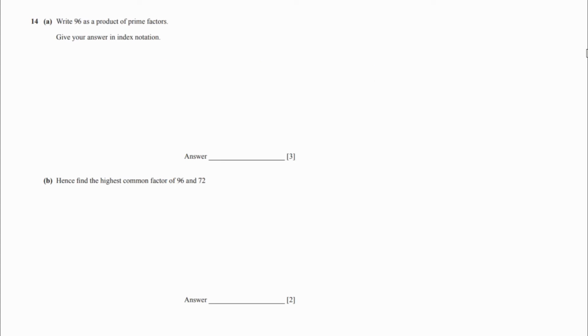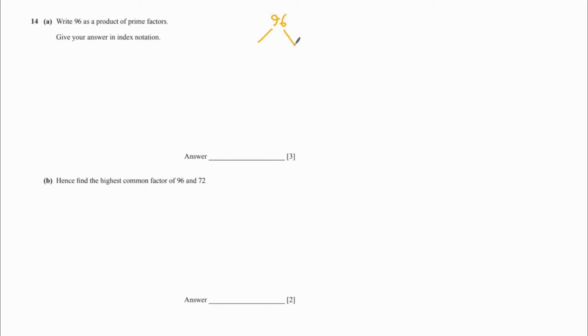Question 14, write 96 as a product of prime factors. Give your answer in index notation. So it's a good question, and it's a generally fundamental topic to know. The prime factors are 2, 3, 5, 7, 11, and so on. We normally start with the smallest one, which is 2, so if we couldn't divide by 2, we divide by 3. If we couldn't, then divide by 5, and so on.